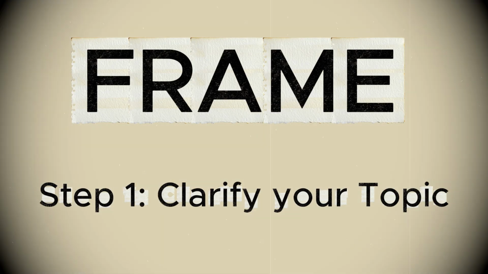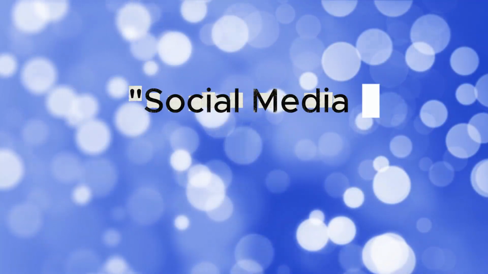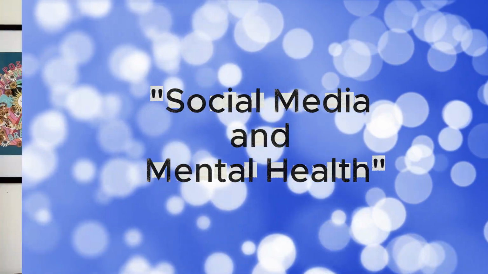Phase 1, frame. This is the thinking phase. AI is genuinely useful here, more than most students realize. Step 1, clarify your topic. Before you go anywhere near a search bar, you need to know exactly what you're actually asking. Most students start with something like, "social media and mental health." Well, that's not a question, that's just a vibe.